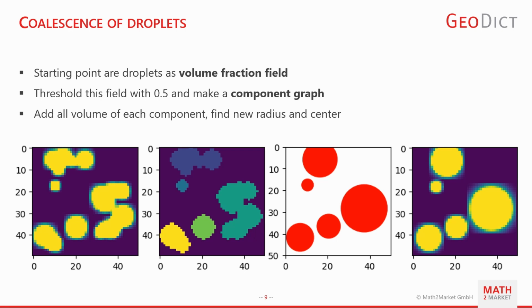We will threshold this field at 0.5. That means at least 50% of our voxel has to be fluid. And then we will do a component graph on that, which is the second picture here.